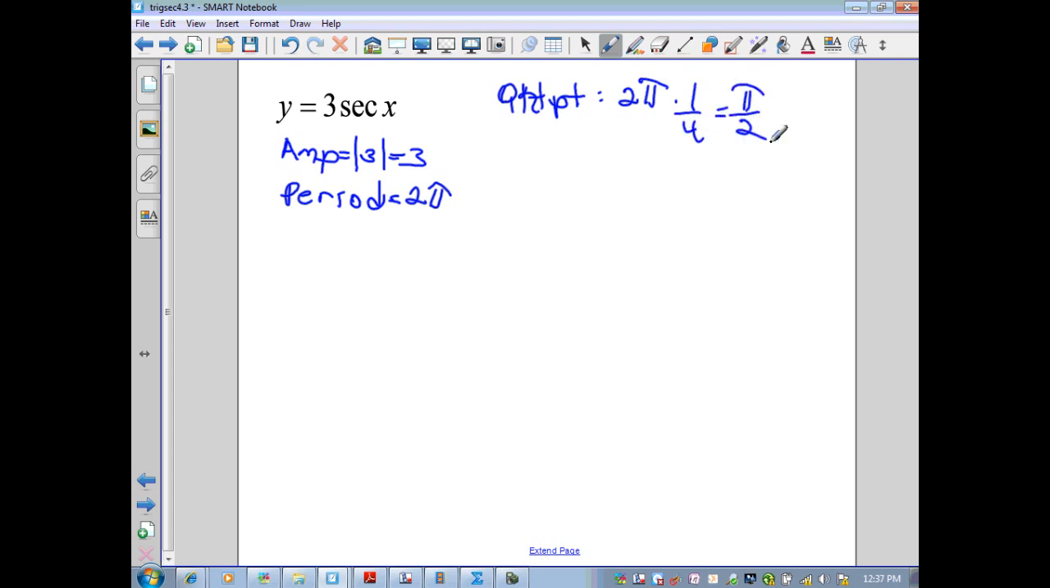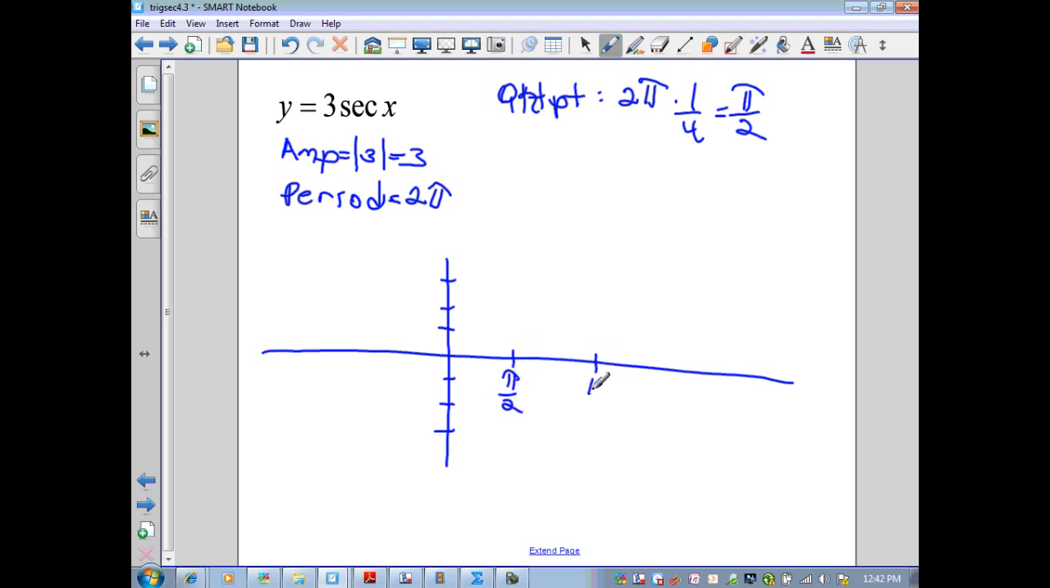Now what I want to do is to graph 3 cosine x. So I generate my y-axis and my x-axis. Amplitude of 3. And then I count by pi over 2 to complete the period of 2 pi. So pi over 2, 2 pi over 2, or pi, 3 pi over 2, and 4 pi over 2, or 2 pi. And I can even count to the negative end of negative pi over 2 and negative pi.